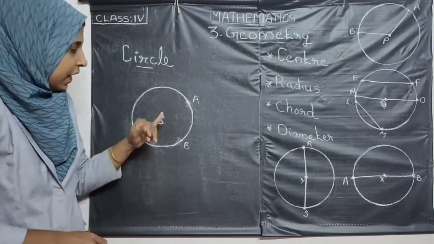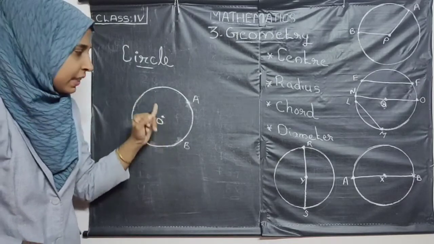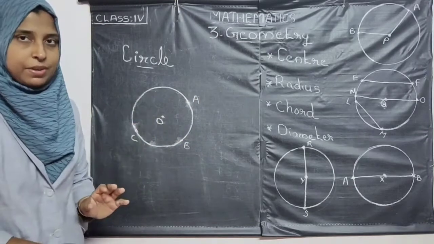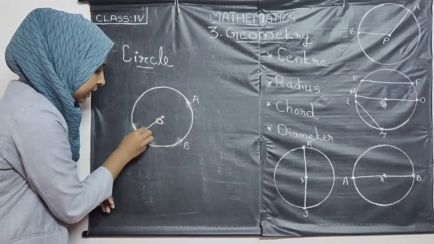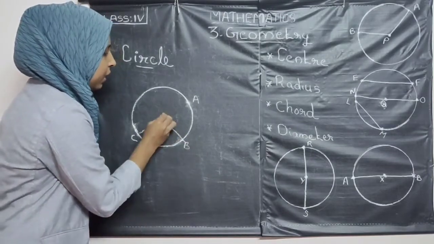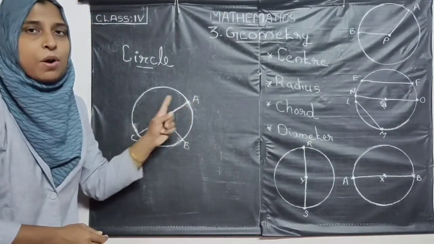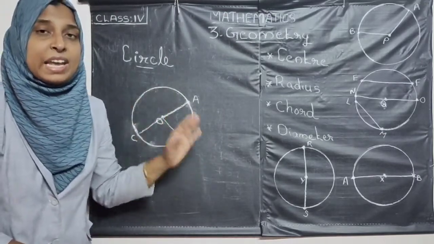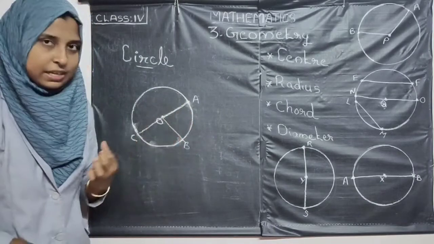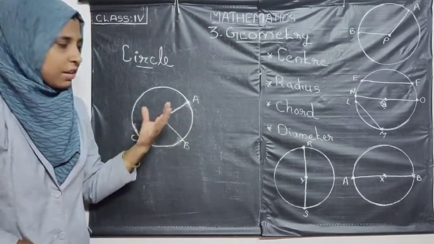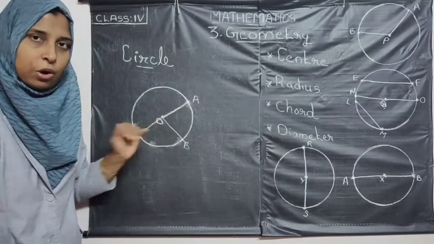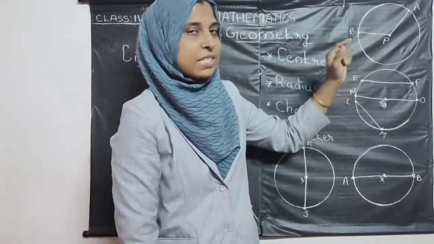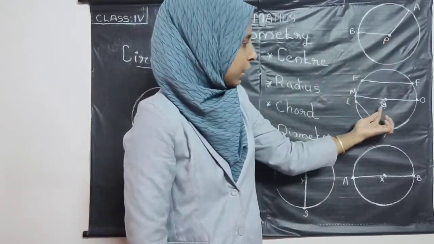Got it, children? A circle has a center from where the distance to all the points on the circle is the same. If O is the center, then the distances OC, OB, OA will all be the same. Also, using the center, we can name a circle. We can name the circle as circle with center O. Here P is the center, so we can name the circle as circle with center P. Here Q is the center.